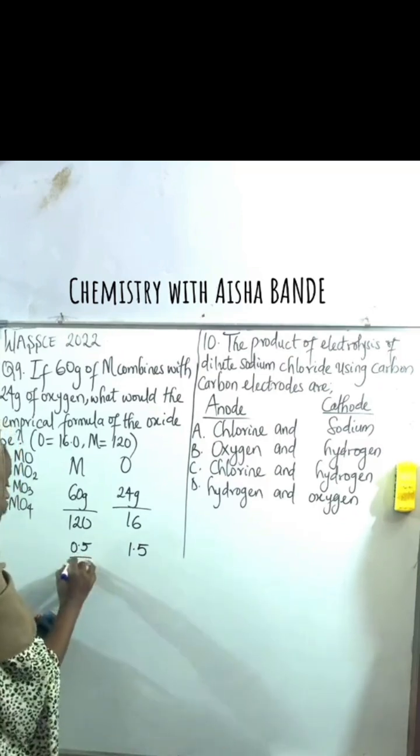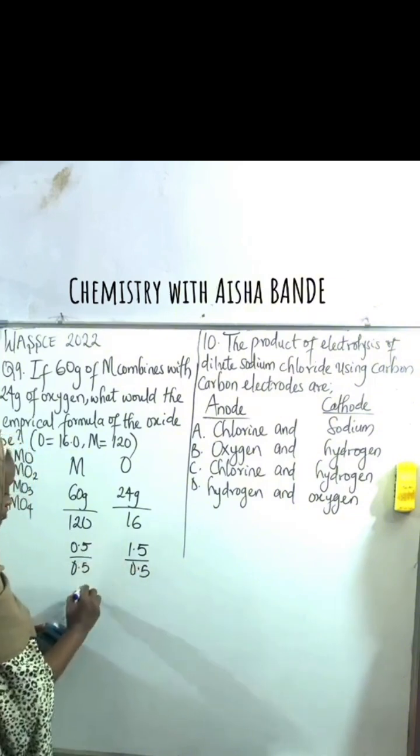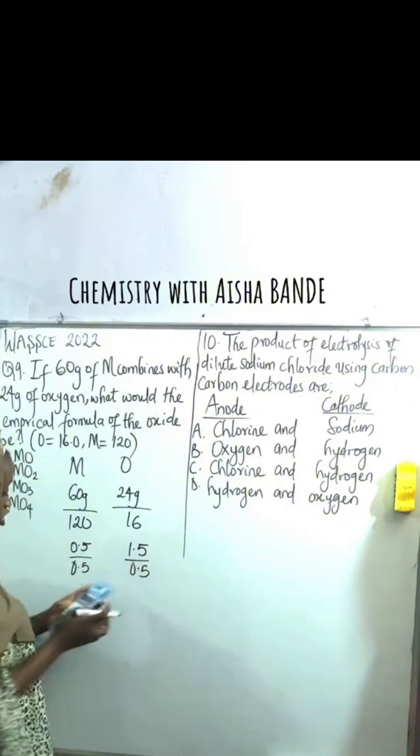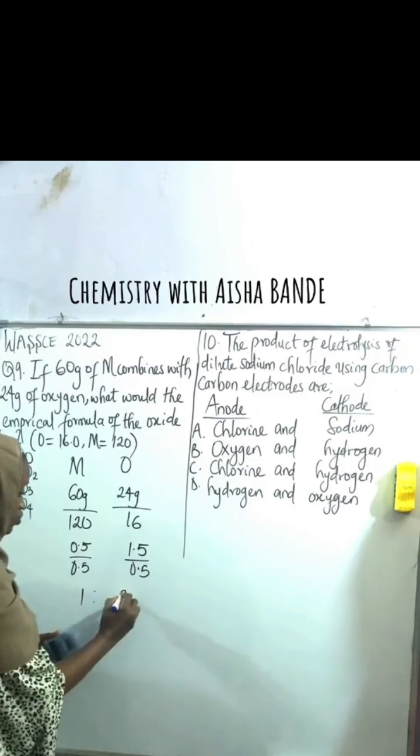So this is 0.5. We divide the other side also by 0.5. So 0.5 divided by 0.5 gives us a ratio of 1. Here we have 1.5 divided by 0.5, which gives us 3.